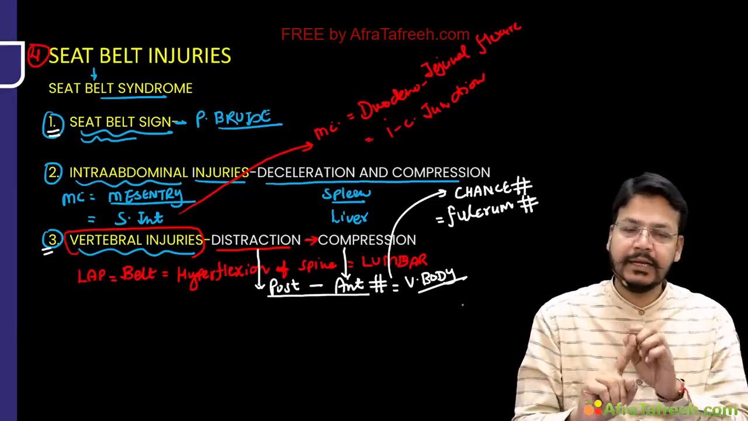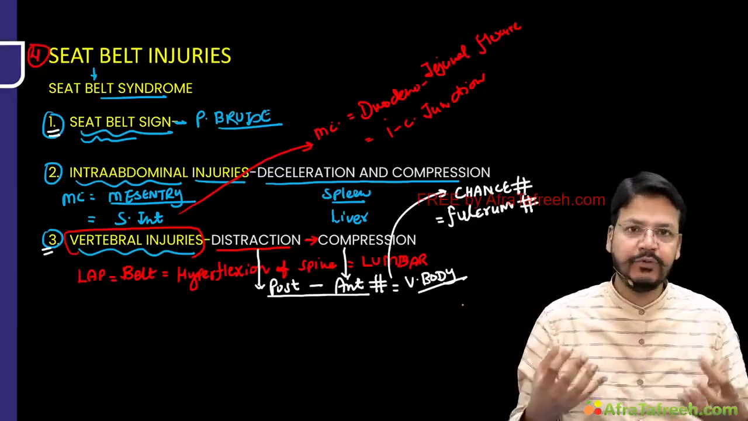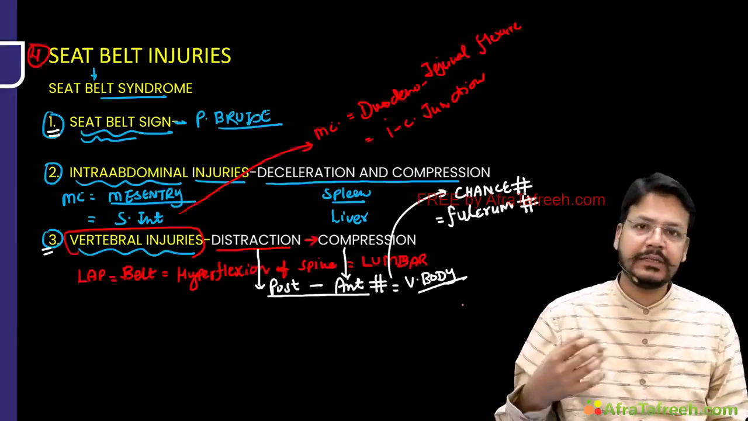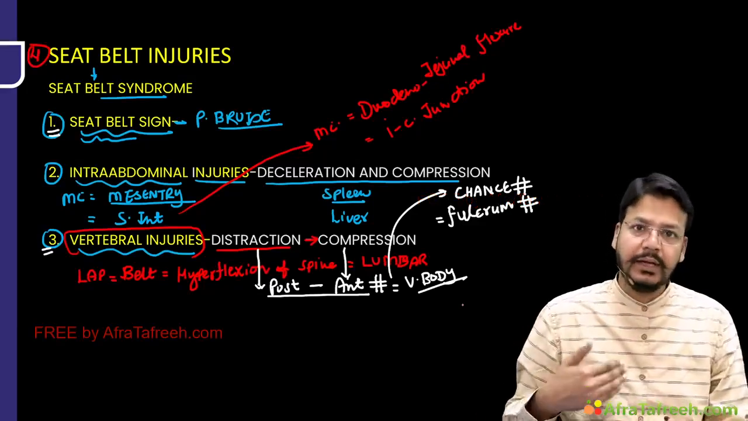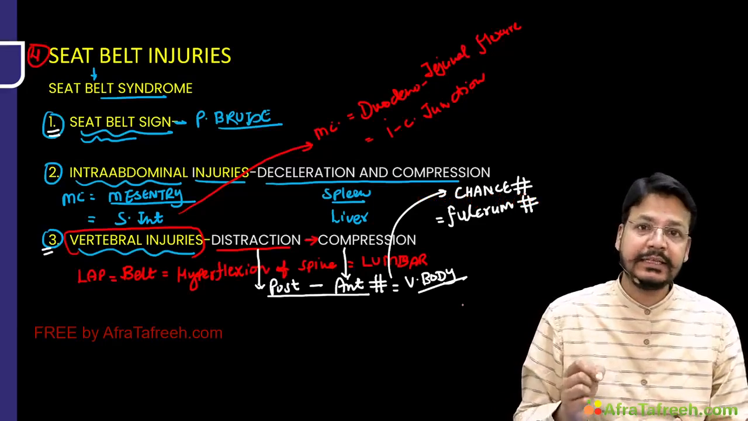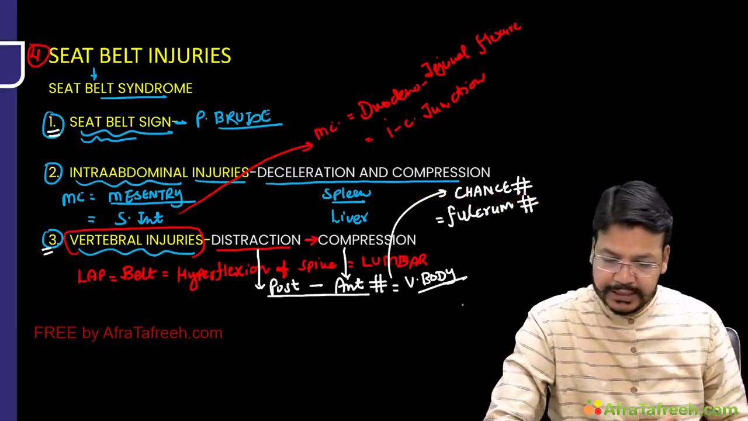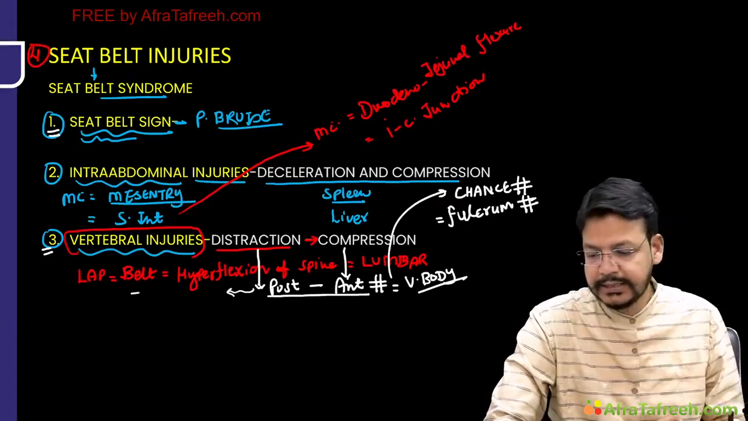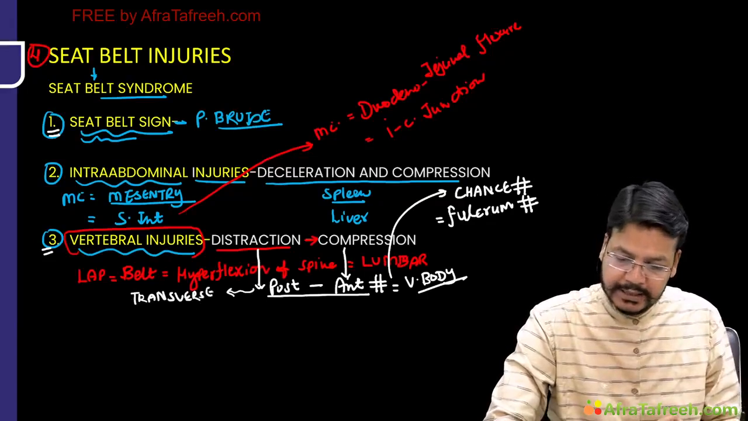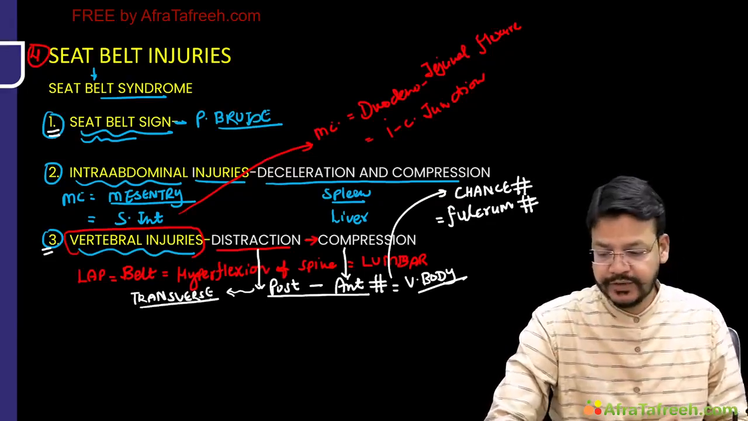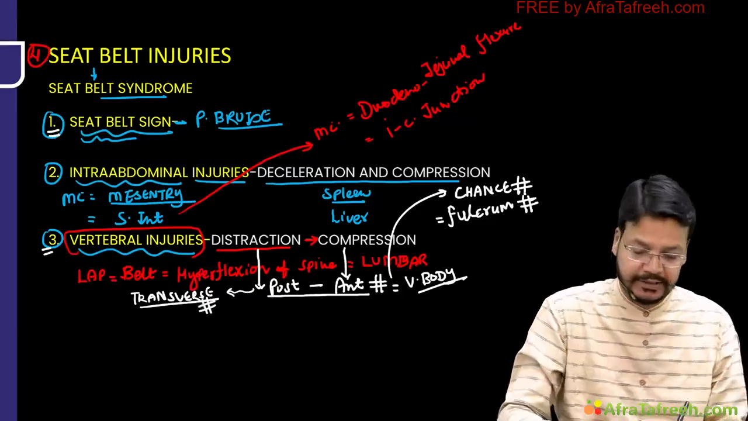Number one is seat belt sign, a pattern bruise. Number two, the intra-abdominal injury, the most common site is mesentery. Other sites are small intestine, spleen and liver. And the third, foremost, is chance fracture, a hyperflexion injury. This is a transverse fracture. So my dear friend, chance fracture is a postero-anterior fracture of the vertebral body. Transverse fracture line is a chance fracture. So these three things combined are known as seat belt syndrome.